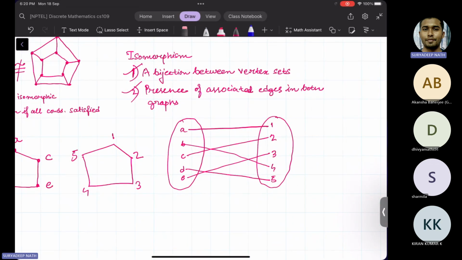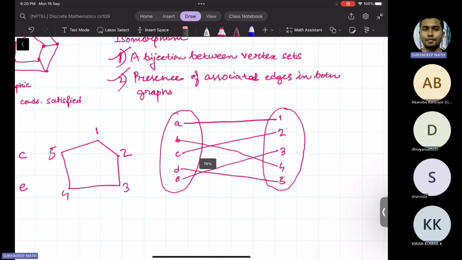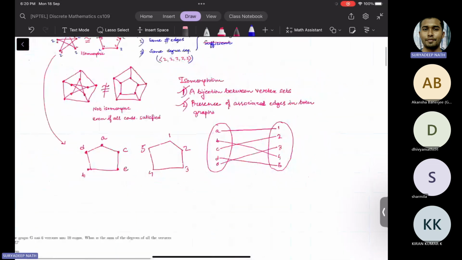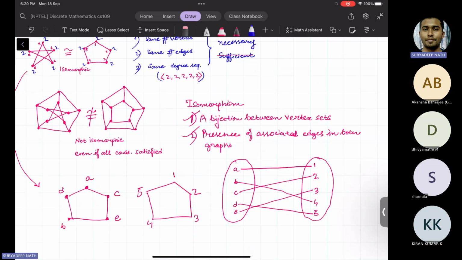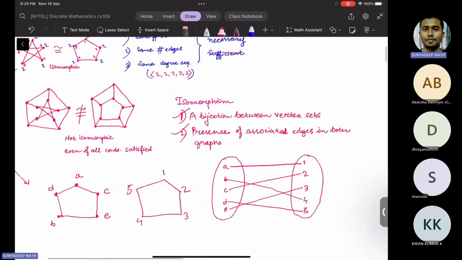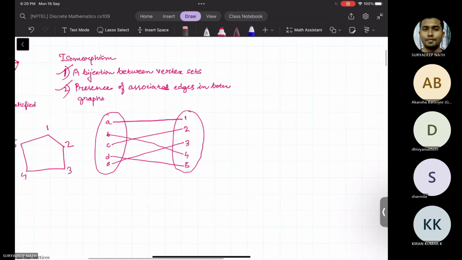So this statement 4, you can prove by taking the definition of isomorphism, that a bijection should exist and the presence of associated edges in both the graphs. If their complements are isomorphic, the complementary graphs of G and H will also show a bijection. So what would the complementary graph look like? It would look something like this. So the complement would look like this.